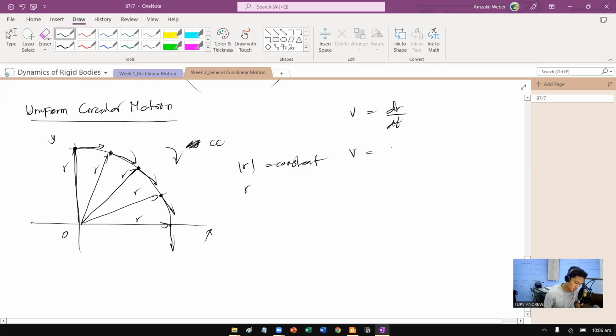Velocity is also equal to omega times r, wherein omega is the angular velocity. You can also express that as r times omega dot.